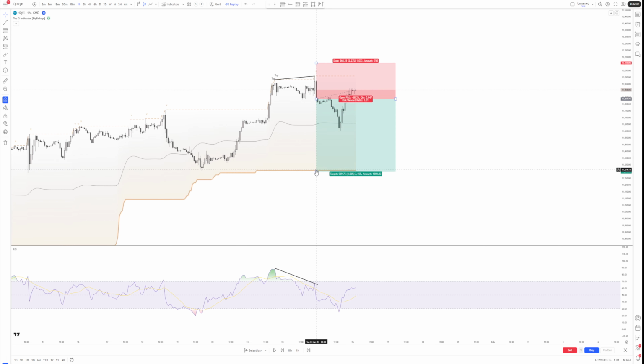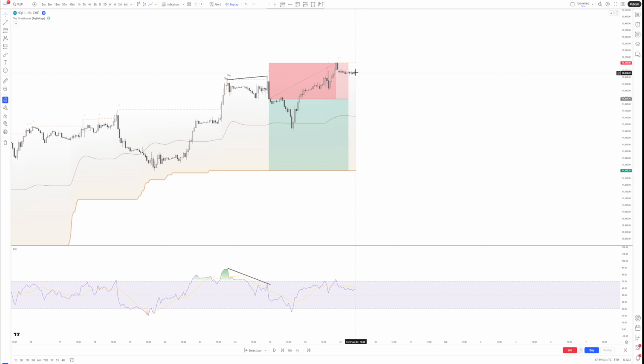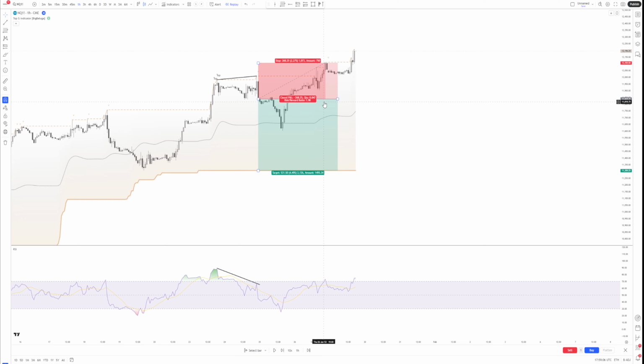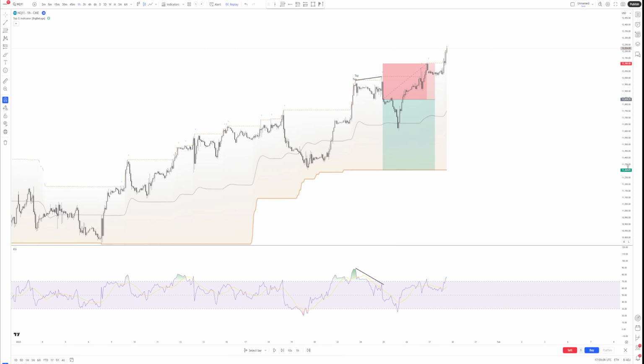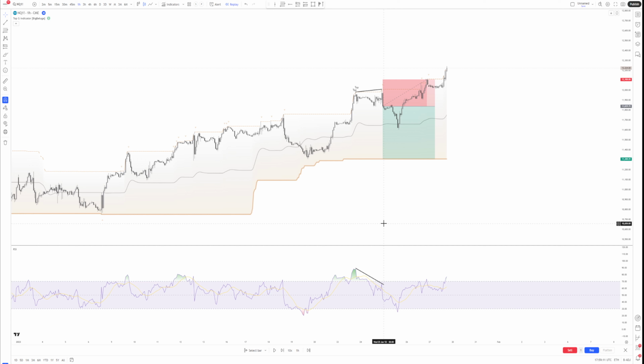Okay, so initially we did go into profit, and you can see that price has taken us off. So if I was to be testing this further, it would be using the RSI, not the MACD. That's point number one. Point number two is divergences.